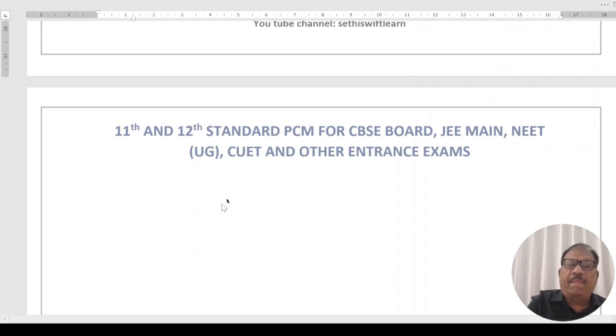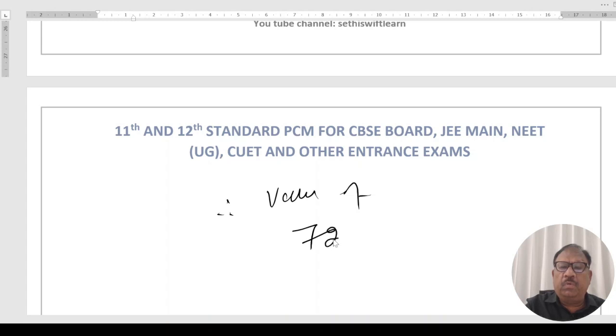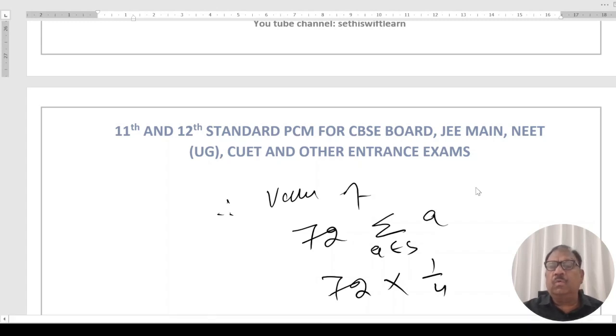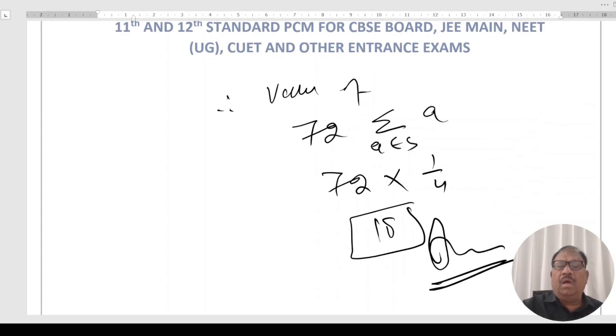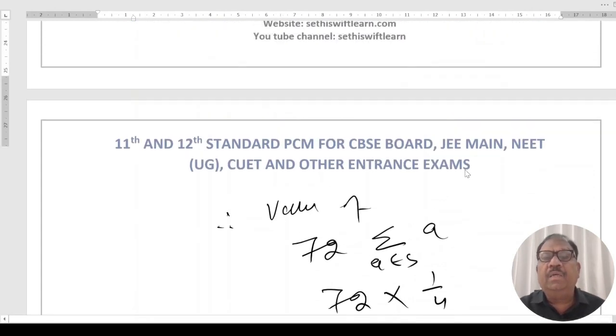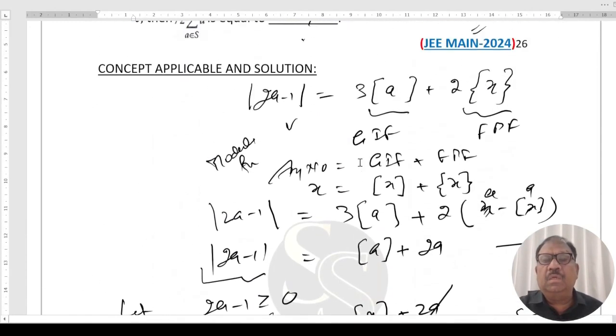Therefore, the value of 72 times the summation of A for A belonging to S will be equal to 72 into 1 by 4. This comes out to be 18. 18 is the answer, right?